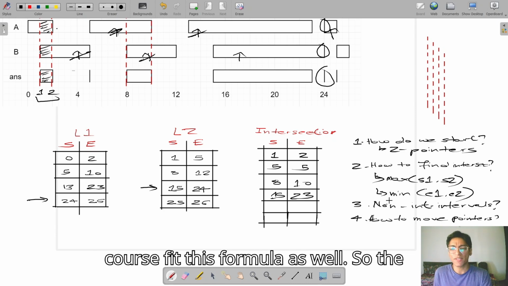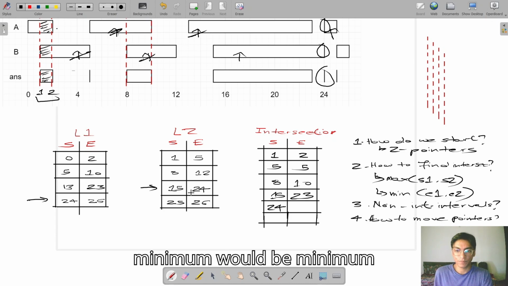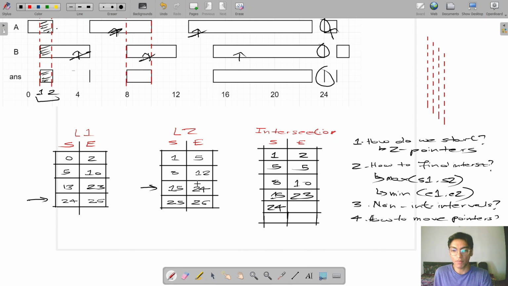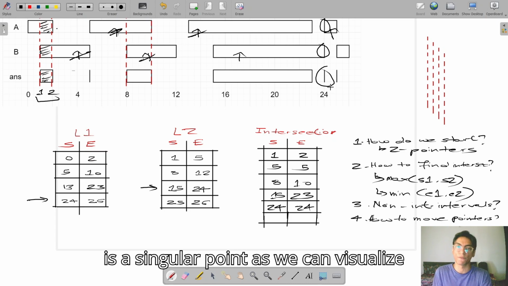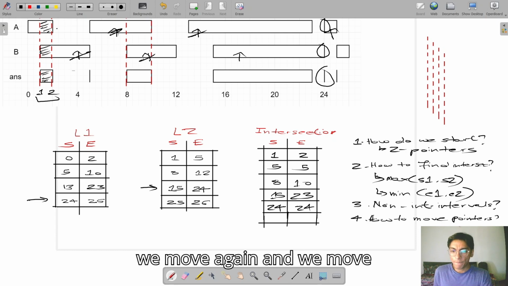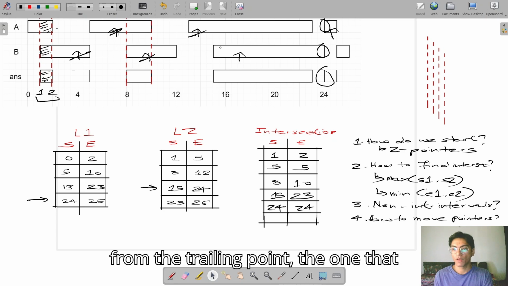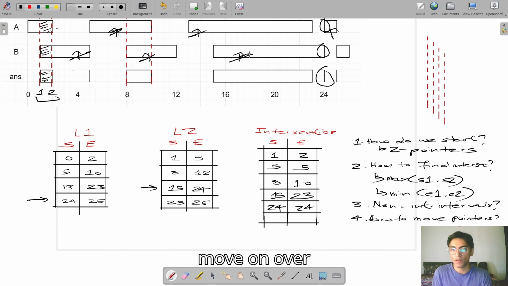And that would, of course, fit this formula as well. So the maximum between the starting points of the first two lists is 24, and the minimum between the endpoints would be between 24 and 25. That gives us 24, which is a singular point, as we can visualize onto this graph. Now we move again, and we move from the trailing point, the one that ends first. So we scratch this one out, move on over here, and test it out once again.